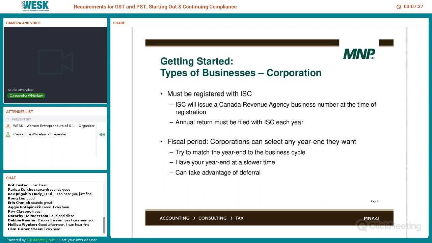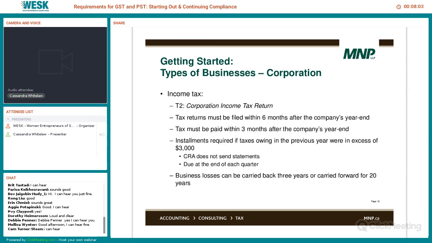When you start a corporation, it needs to be registered with ISC, and as with a partnership, the Canada Revenue Agency will issue you a business number when you register. And then corporations need to file what's called an annual return with ISC each year, and this gives ISC information about the directors and shareholders of the corporation and that kind of thing. In terms of a fiscal period, corporations can choose any year end they want. So it's good to try and either match this with your business cycle or have your year end at a slower time for the business.